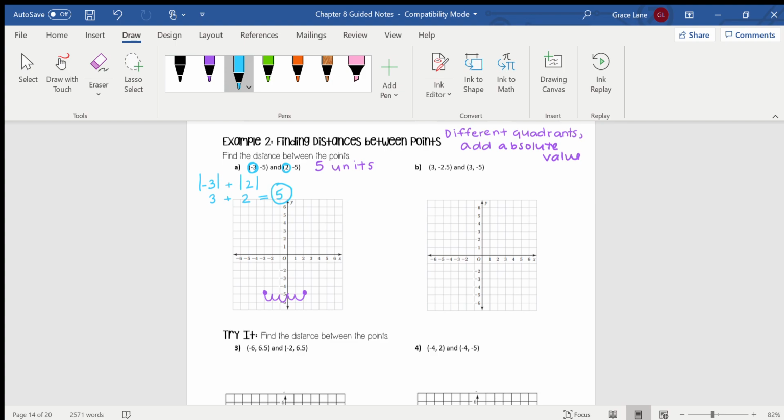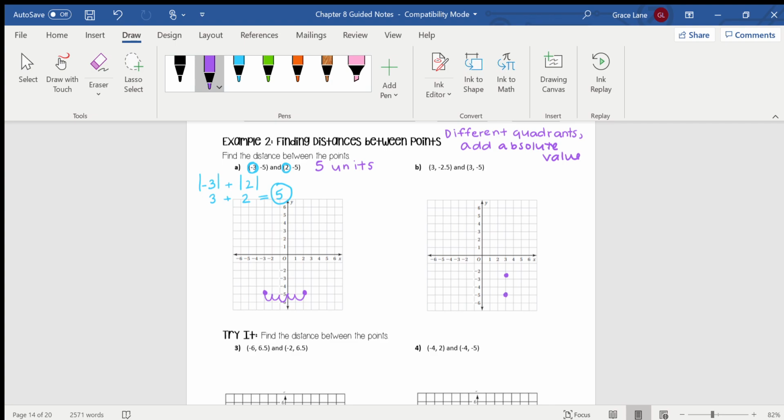You'll see in a minute maybe why the adding might make a little more sense. And then the other way you'll see on letter B, if they're in the same quadrant, we're going to do something else. So plot these real quick. 3, -2.5. And then 3, -5. So here are the 2 points.